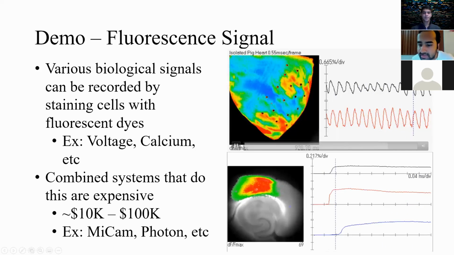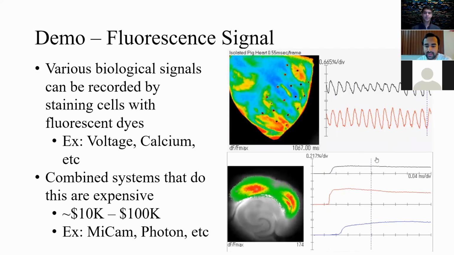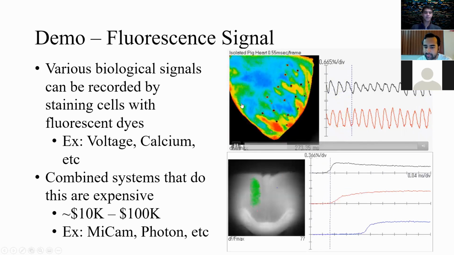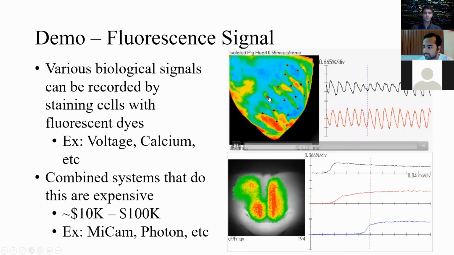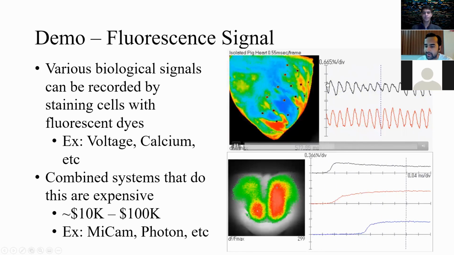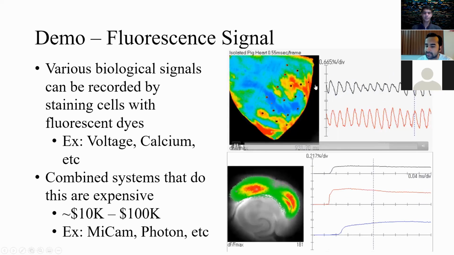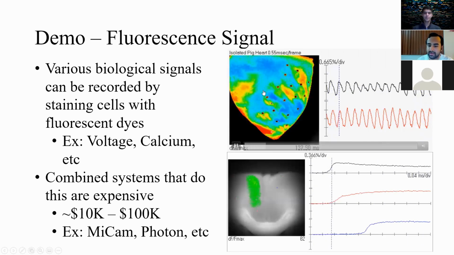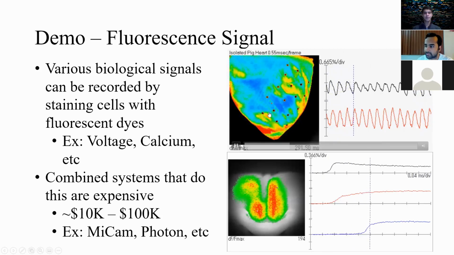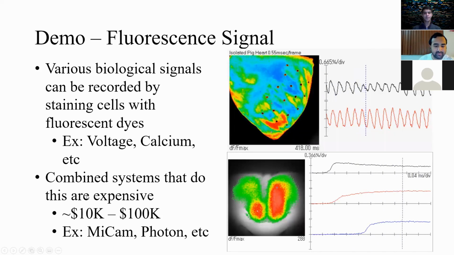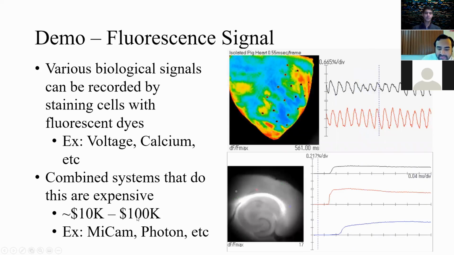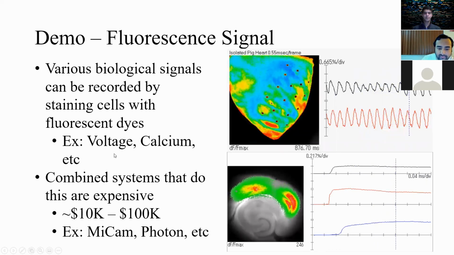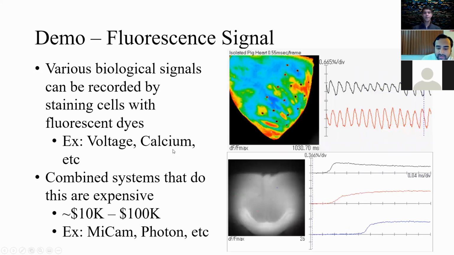And if you have a calibration that you know of, for example, let's say that you know for certain that this amount of brightness corresponds to this much voltage or this much calcium signal, then you now have a way to convert your image intensities to an actual measurement that has real world units. And now you can measure things like voltage over time, calcium over time, some other signal over time, just from your image. And usually combined systems that do this automatically are like $10,000 to $100,000. Some popular examples are the MyoCam, which is meant for voltage imaging. You have Photon, which can do calcium imaging.